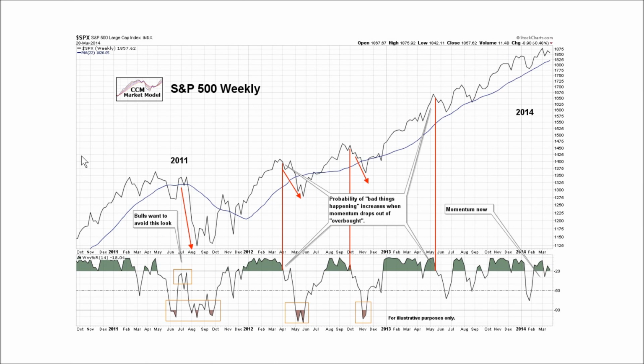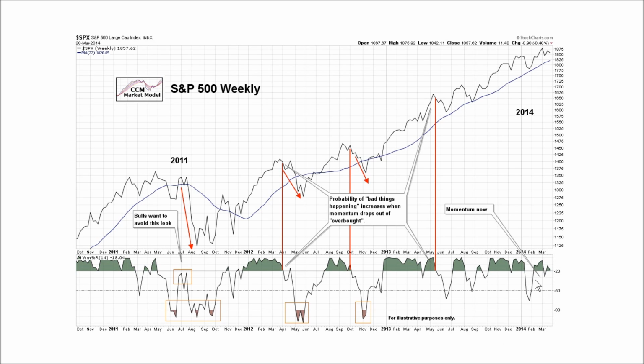This is our weekly momentum for the S&P 500 that we track. If you're new to the fold, this is momentum here. As long as momentum stays in overbought territory, the probability of good things happening increases. Conversely, when you get a weekly close that drops out of overbought territory, the probability, and probability is the key word in everything that we do, the probability of bad things happening increases.